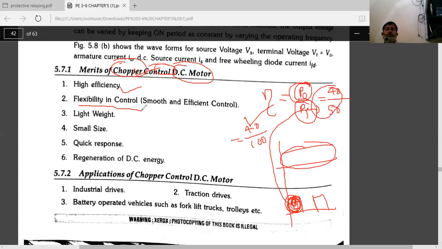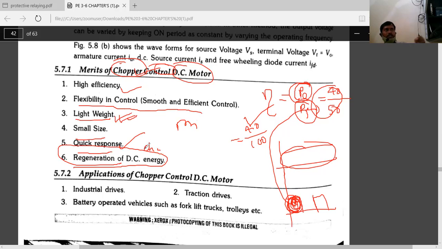And flexible control, because smooth control is possible, and lightweight. Because these are electronic devices, they are lightweight as compared to rheostats. If you use a rheostat, the weight of the machine will be more. The weight of the chopper will be very less, and it has small size and quick response. Fast response, because these are electronic circuits.